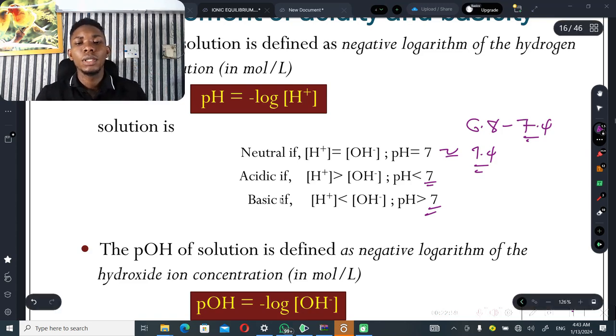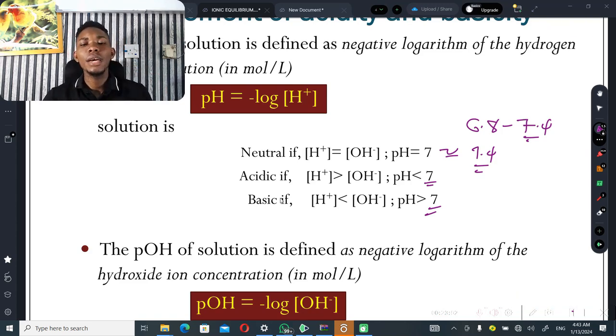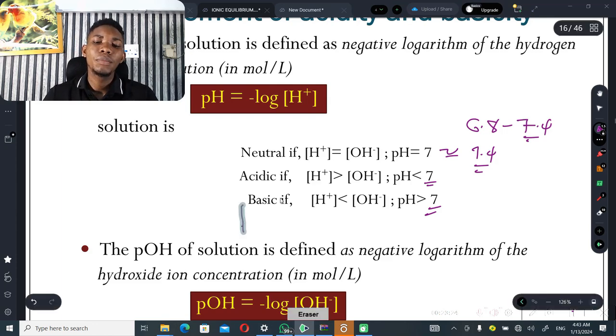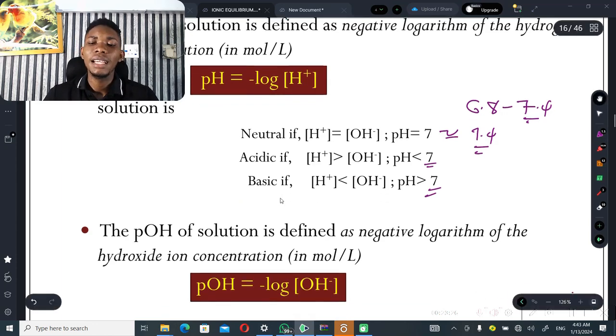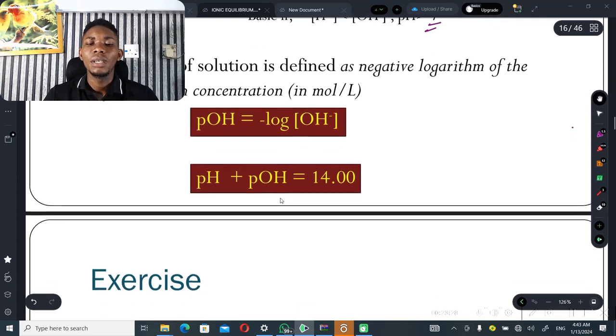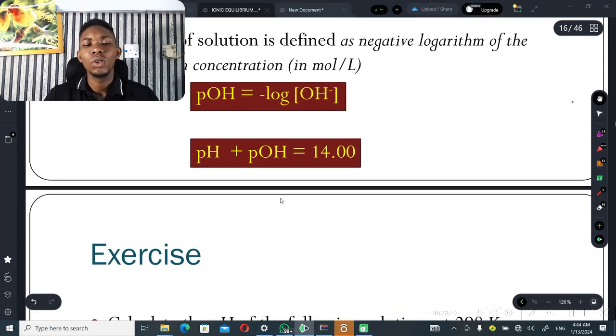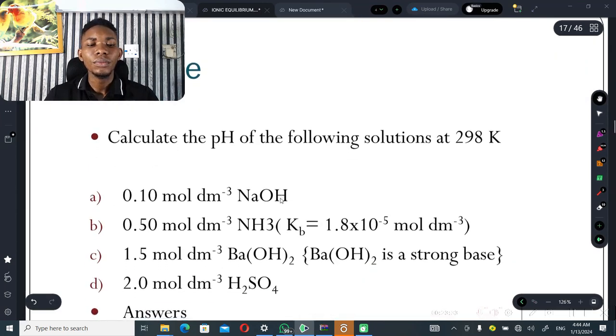So it is neutral when the H plus ion is equal to the OH negative ion. It is acidic when the hydrogen ion concentration, of course hydrogen ion means acidity, is greater than the OH negative ion. And it is basic when the H plus ion is less than what? OH negative ion. Are you getting it now? So that is that. Now pOH, based on what we said, pOH is defined as the negative logarithm of the hydroxyl ion concentration. And I've also explained that pH plus pOH is equal to 14, and I've shown that to you.